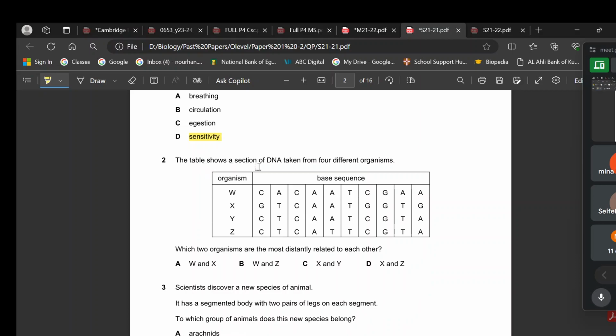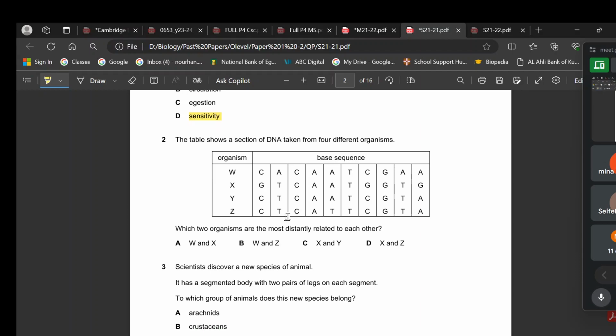Question 2. The table shows a section of DNA taken from 4 different organisms. Which 2 organisms are the most distantly related? How do I know if they are closely related or distantly related? Distantly related means that they have the biggest number of differences. Am I going to try all these? No, look at the options.